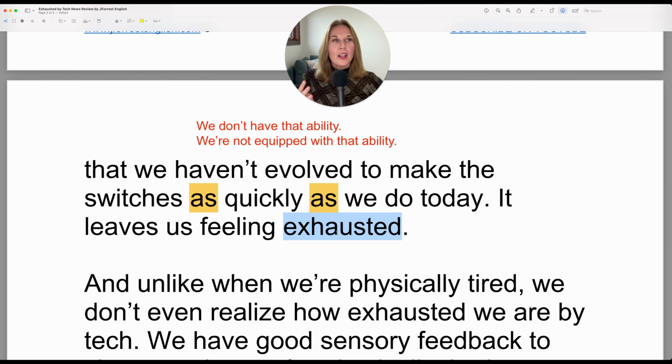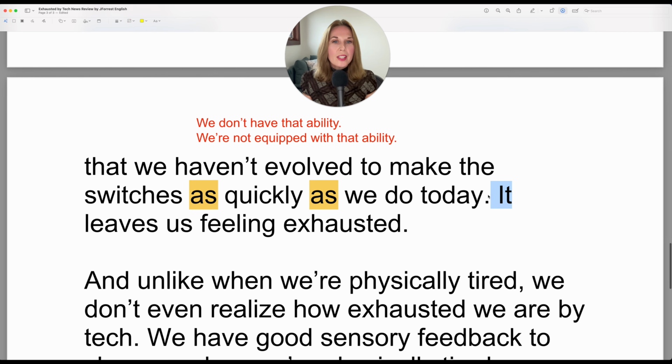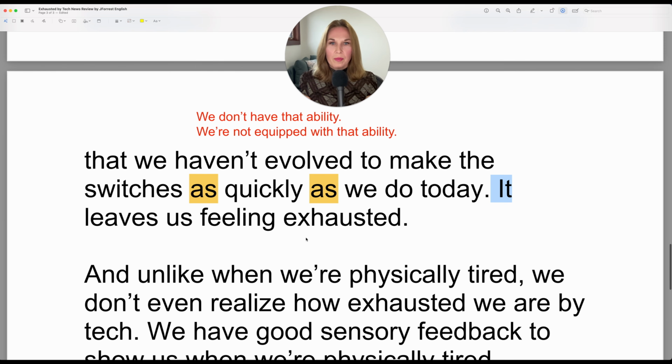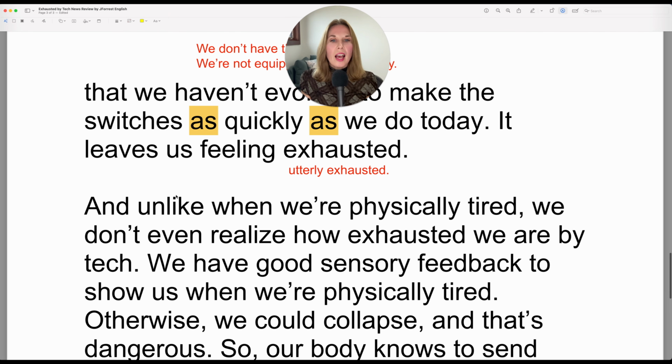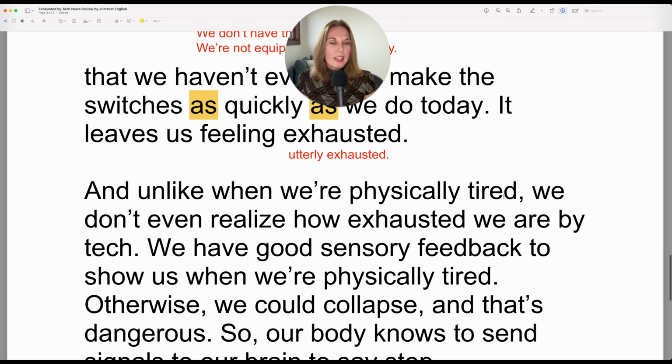And that's why I create the free lesson PDF so you can review everything and get all the repetition that you need. So make sure you do a lot of repetition. Feeling exhausted, feeling utterly exhausted. And of course, the it being the fact that we're switching tasks so frequently. Let's continue. And unlike when we're physically tired.